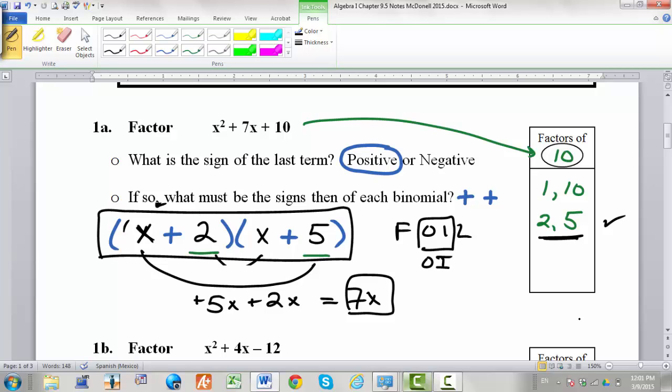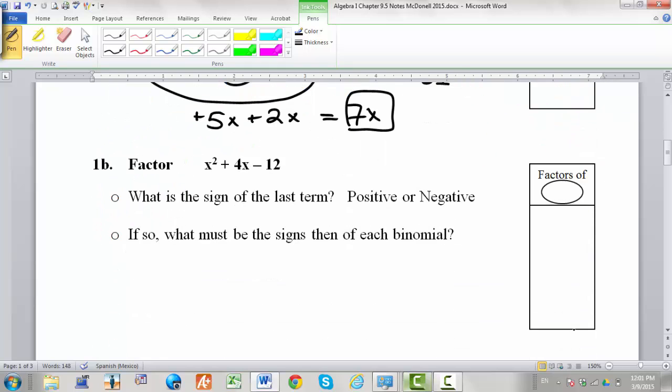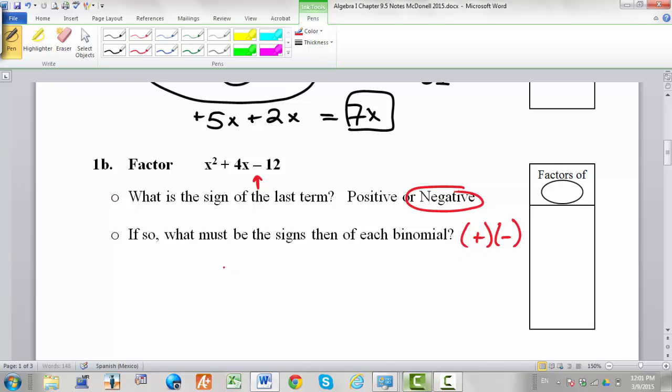As we look down at the next one, we have x squared plus 4x minus 12. As we start the problem, we say, what is the sign of the last term? Well, the sign of the last term is negative. Because the sign of the last term is negative, the signs that must multiply to a negative are a positive times a negative. So we're going to put our parentheses down, and we're going to put a positive and a negative in.